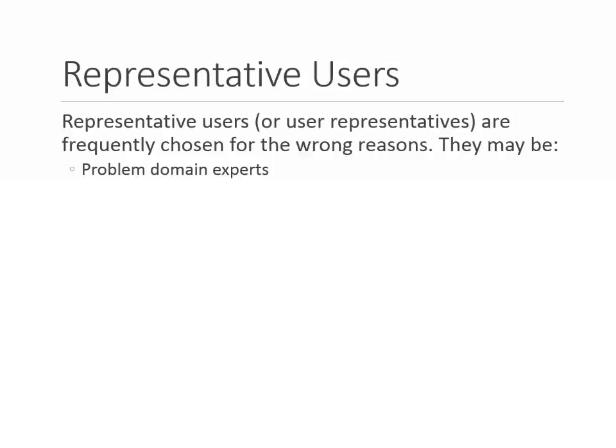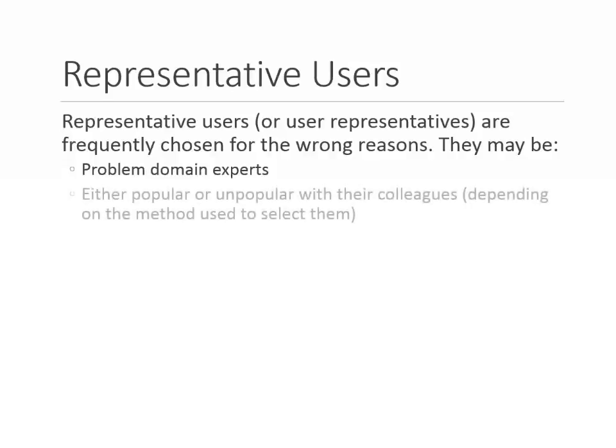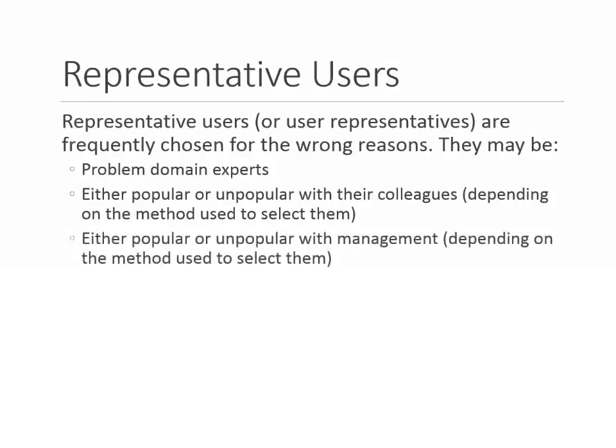And there are all kinds of drawbacks aside from mental collapse that we have to worry about. And of course, there are other reasons that people get incorporated into the project team. They might be very popular, or very unpopular with their colleagues, depending on the criteria used to select them. You know, it might be nice to get this person out of the office, that kind of thing. They might be popular or unpopular with management, and that might be how they ended up on the team.